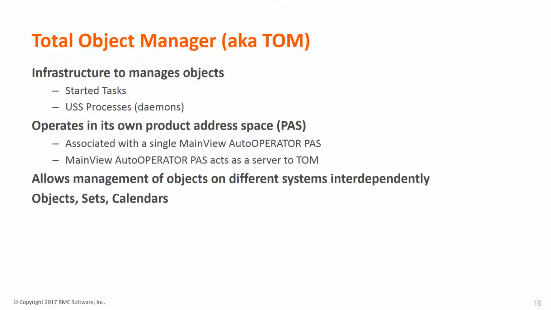Total Object Manager, or TOM, provides the infrastructure for managing objects, or what I like to refer to as state management. These types of objects include started tasks, USS processes, and recently added are WLM resources. TOM executes in its own product address space, or PAS, although it does require that a MainView AutoOPERATOR PAS be active, and that's because the PAS for AutoOPERATOR is a server to TOM.